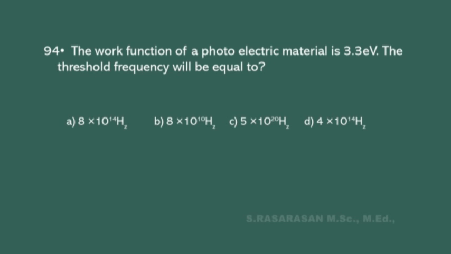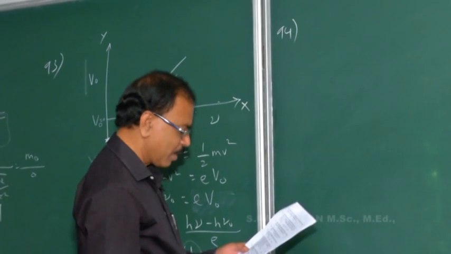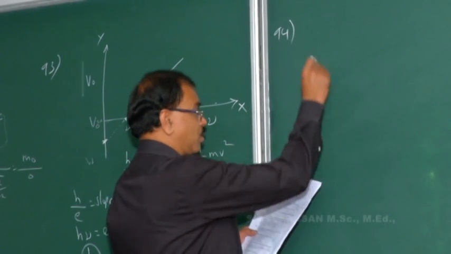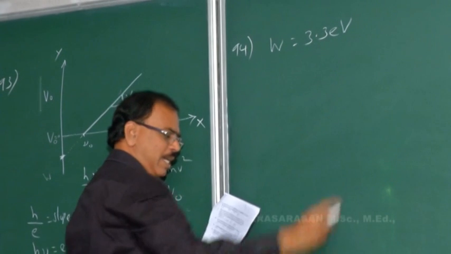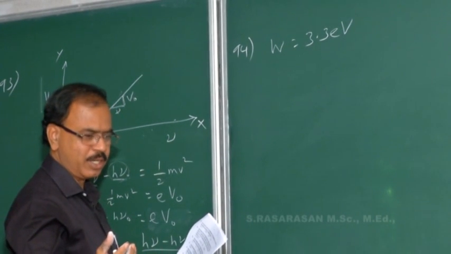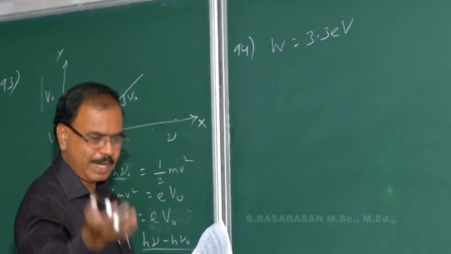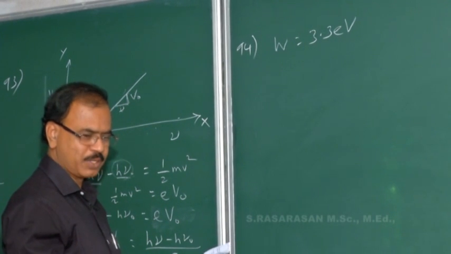The work function of photoelectric material is 3.3 electron volt. The threshold frequency will be equal to... Simple problem. Work function of photoelectric material is 3.3. Work function, we just said it. What is work function? It is the minimum amount of energy required to liberate the photoelectron from the metal surface.